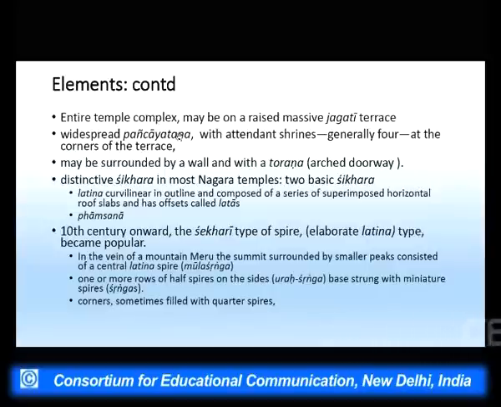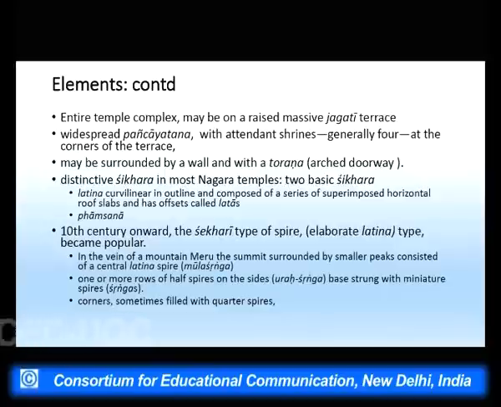In the medieval period, you have Panchayatana temples, that is a main shrine with four subsidiary shrines at the corners of the terrace. This may be surrounded by a wall, a prakara, and may or may not have a torana or an arched doorway in front of it. There are few examples in North India of temples with toranas. At Nagda, we have toranas. At Gyaraspur, we have the Ashtakamba and the Chokamba, which means that there are toranas in there. But not every temple would have a torana.